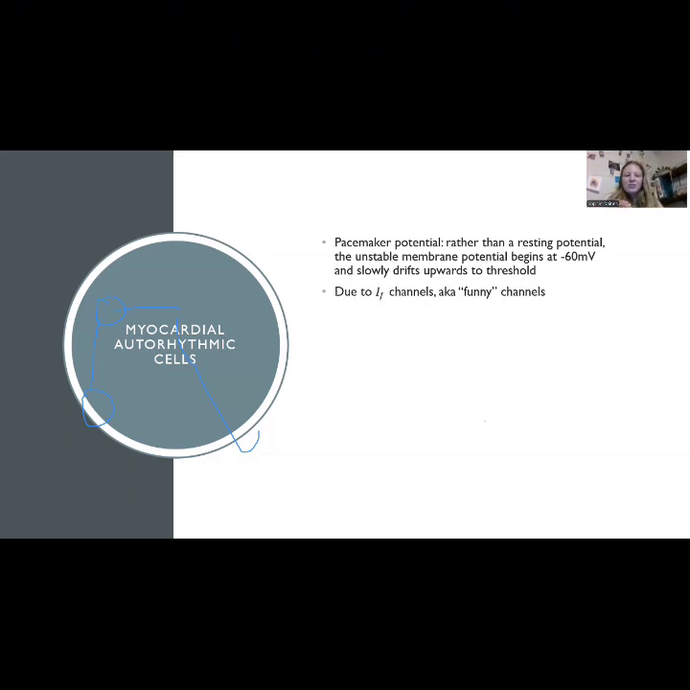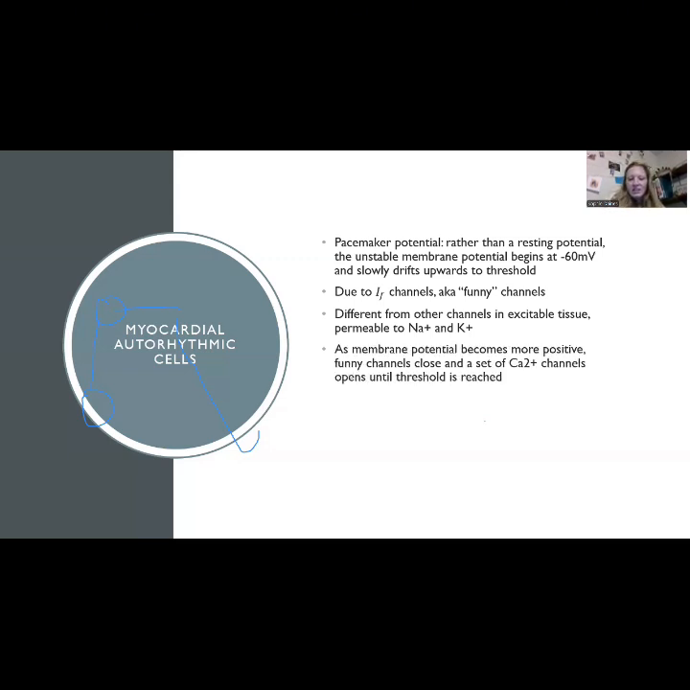This is due to the funny channels. Funny channels are different from channels in other excitable tissue. They're permeable to both sodium and potassium. And just over time, the membrane potential becomes more positive as the sodium and potassium come in until it reaches a certain point, and then calcium channels open, and that brings it to threshold.